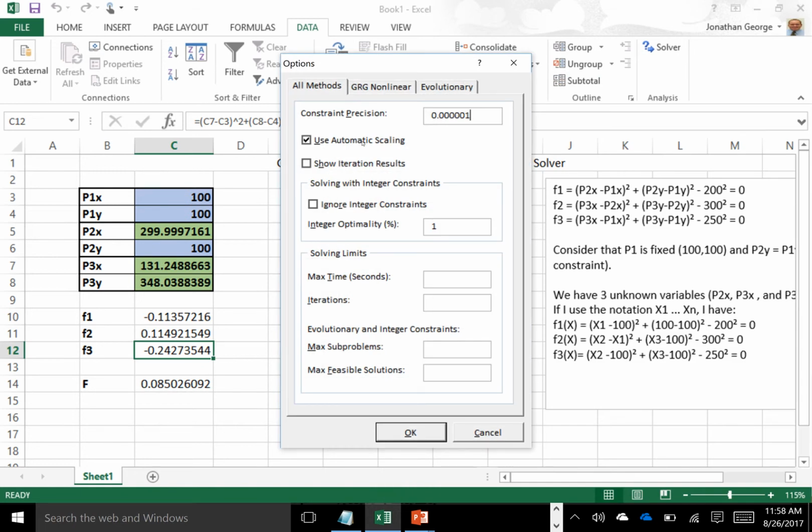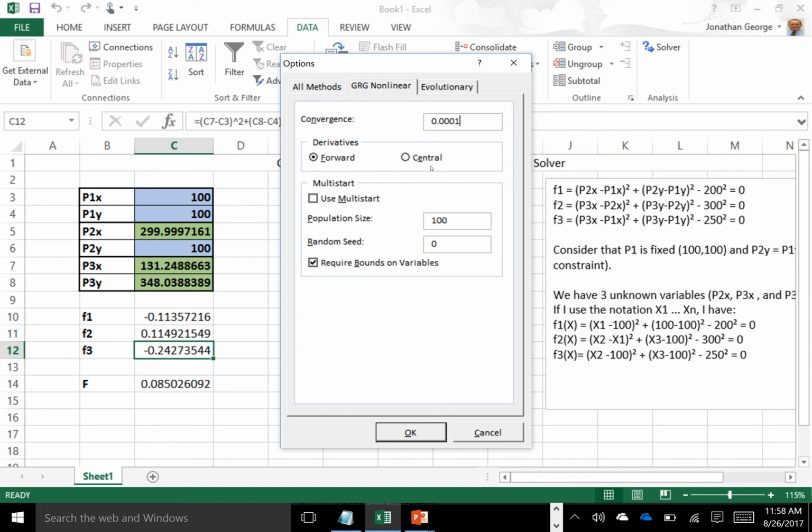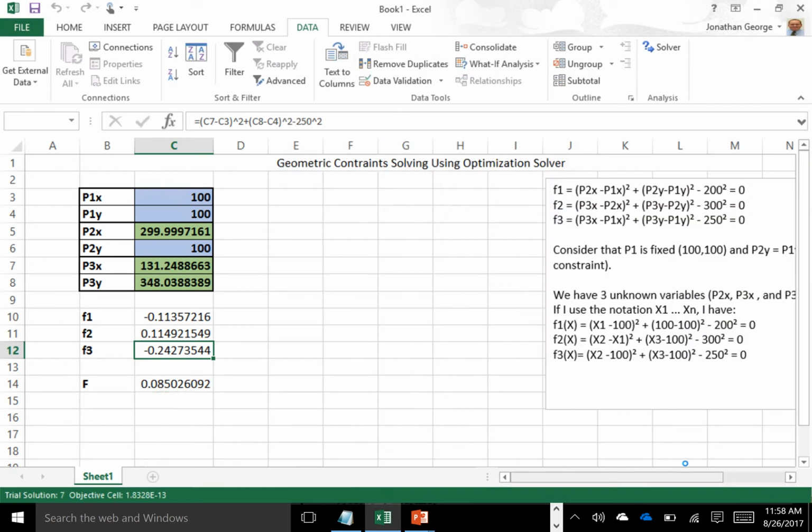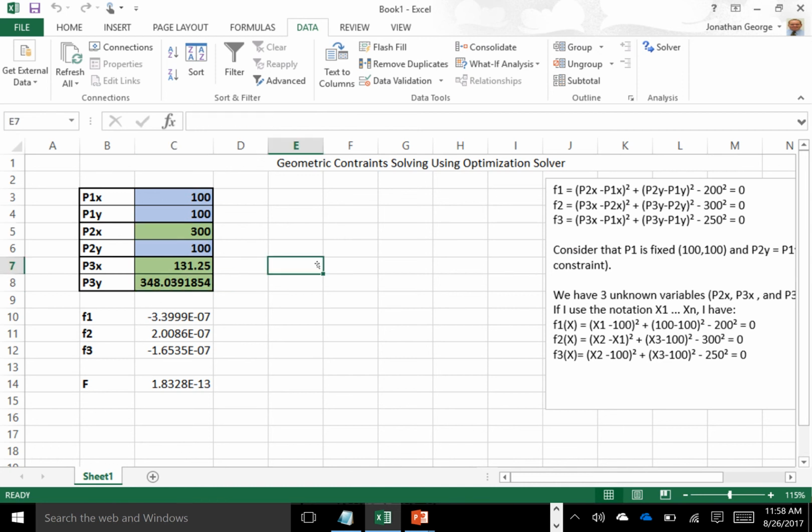So if we look at constraint precision, let's go ahead and find GRG nonlinear. We're going to use central derivatives instead, and we'll use a smaller convergence. We're going to have about 2 more zeros in there. It'll require this algorithm to go a little bit further. And okay, there we go. That's a little bit better. Now this is 300, 131.25, and then 348.039.